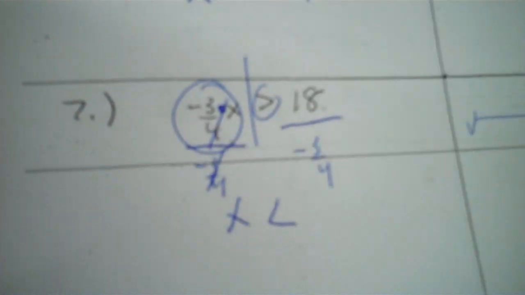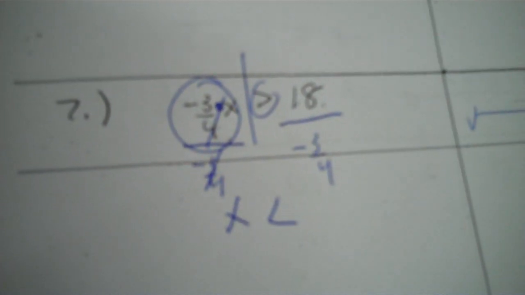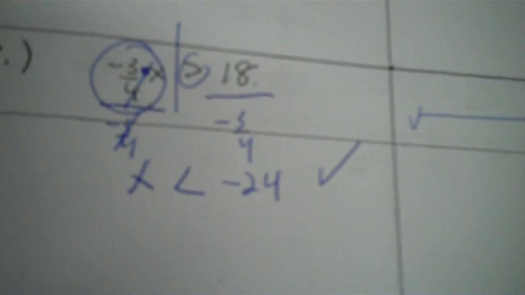Okay, so you have x. 18 divided by negative 3/4 on a calculator is negative 24. So that's in the order we want it. So I put negative 24, circle, less than would go this way. X less than negative 24. That's how you label it, just put it above. Okay, number 8, 5x minus 7 is greater than 8x plus 2.